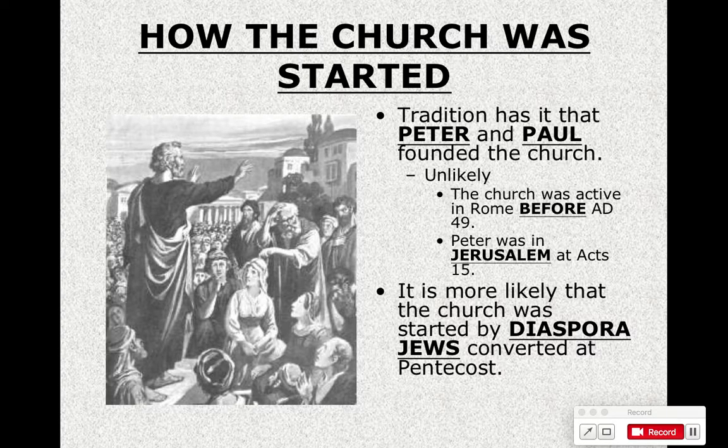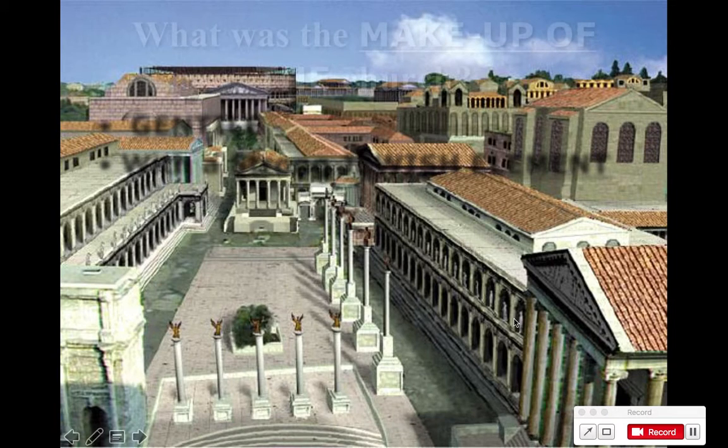But most likely it is when people were saved at Pentecost and began to stay in Jerusalem. When the persecution began to happen, they scattered. The word here, diaspora, means scattered. And so most likely they were scattered, and some of them maybe returned to Rome at that time.